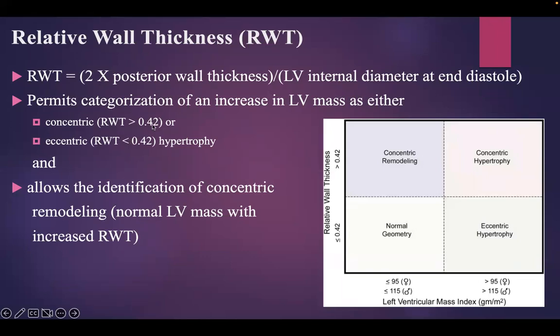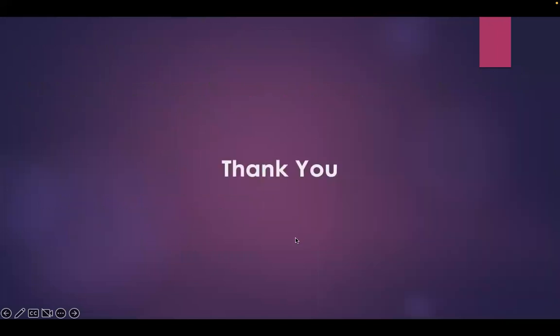If it is more than 0.42, it is concentric LVH, and if it is less than 0.42, it is eccentric. So eccentric means both the LV is dilated and hypertrophied. Say, for example, in aortic regurgitation, wherein we have eccentric hypertrophy, whereas in hypertension, we have concentric hypertrophy. And it also allows the identification of concentric remodeling, that is normal LV mass with increased relative wall thickness. So I think I'll end here and we can take some questions if there are any.